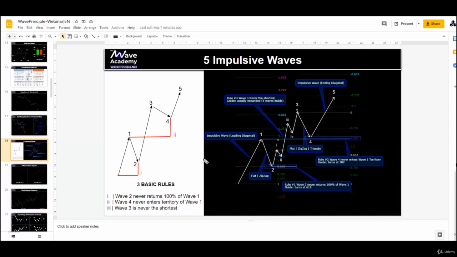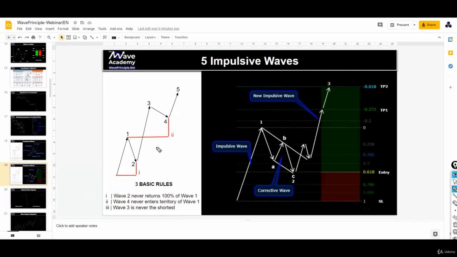So you have to be careful with the rules. These cannot be broken. If they are, then you are looking at something else. And guidelines, they can happen, but they are not rules. And because of these rules is that we have this setup. Once wave 2 goes below our stop loss, that means this is not impulsive, it's corrective, and it's invalid. That's when we are wrong. That's the main reason this rule is the most important.